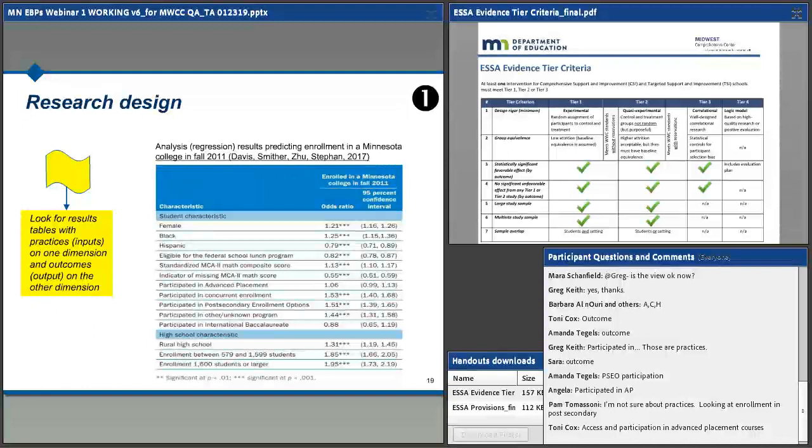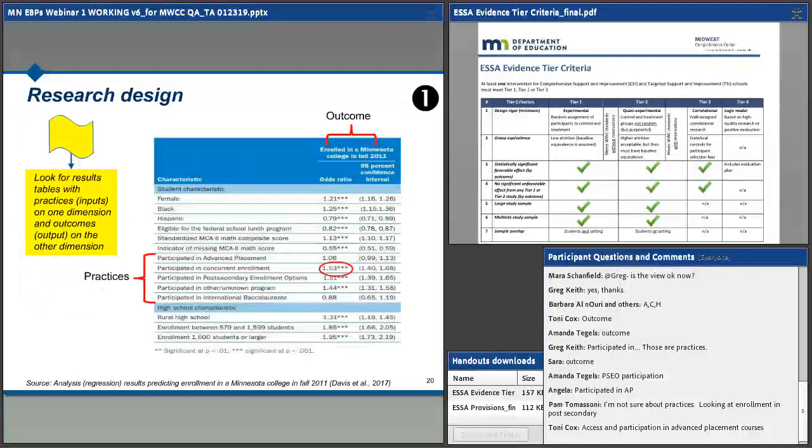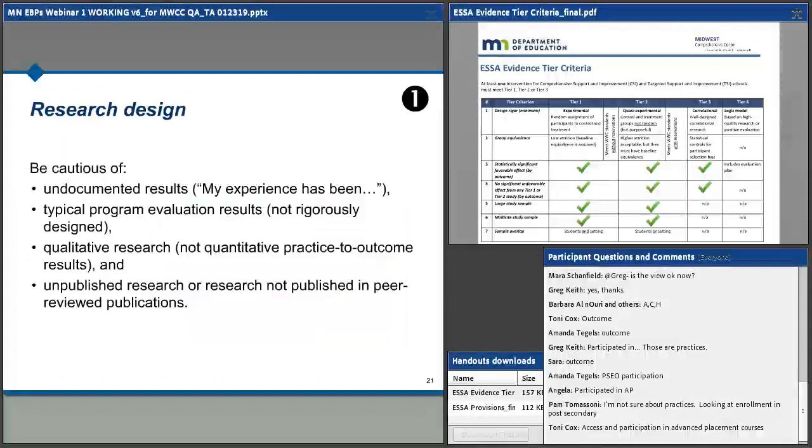Without looking at the research study, etc., you can look at this and that makes sense, right? What is the impact of participation in advanced placement coursework on enrollment in Minnesota colleges? That is the practice to outcome relationship here. We see it here. Any of those are practices. We have our outcome at the top. And we see a quantitative relationship that those both refer to and they intersect at.